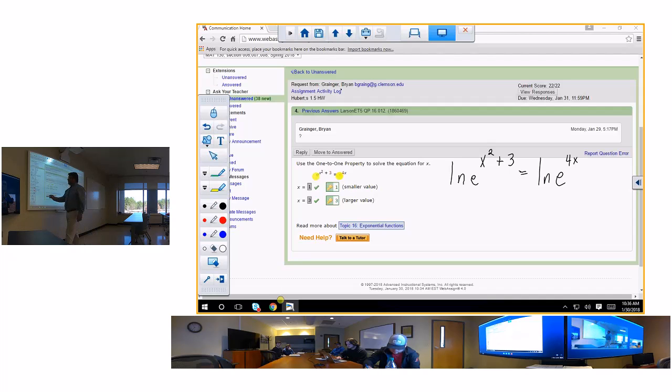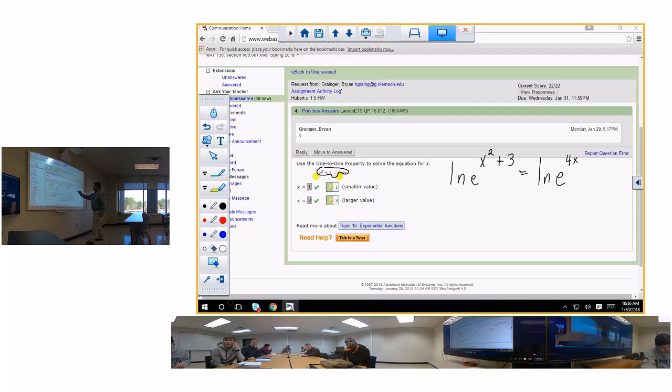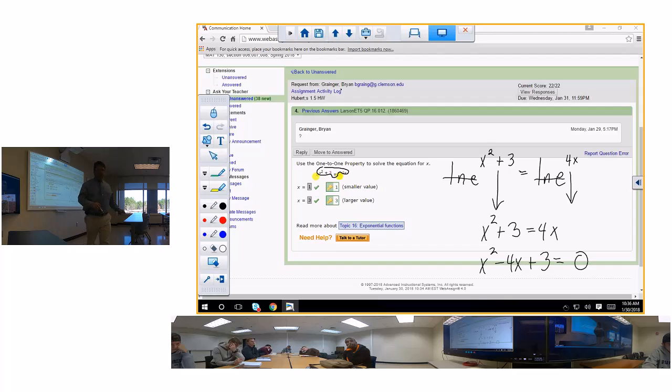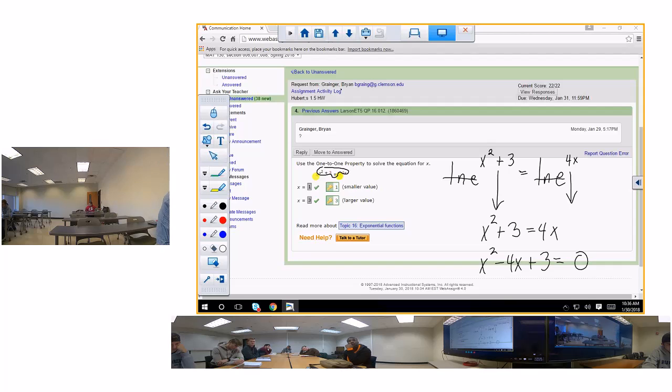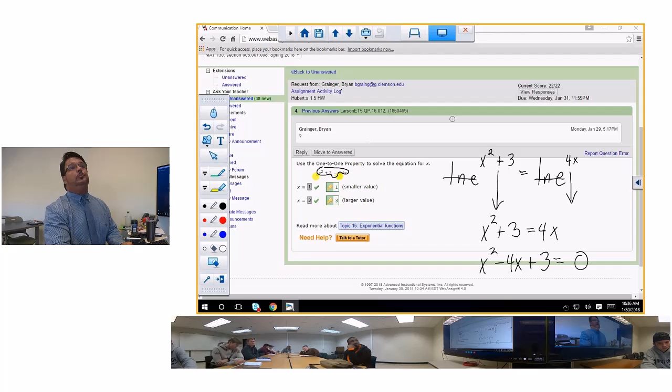If the bases are the same, what can you do to the exponents? Let them equal each other, Hubert. Yes. And when you take the natural log of e, that cancels that out, and these fall on each other. So you're left with x squared plus 3 equals 4x, or x squared minus 4x plus 3 is equal to 0, and then what can you use? Two things: completing the square or reverse FOIL. Exactly. All right, that's that one.